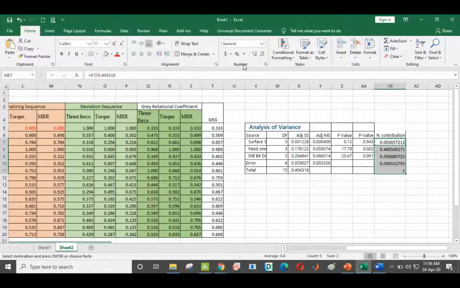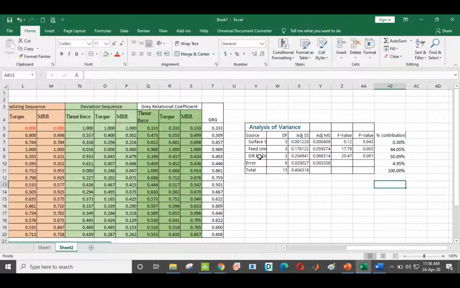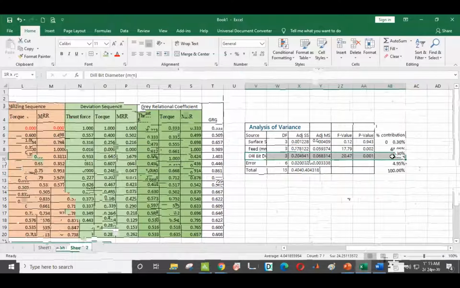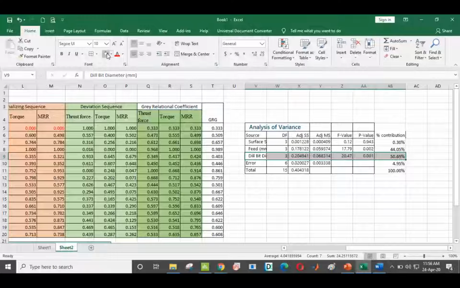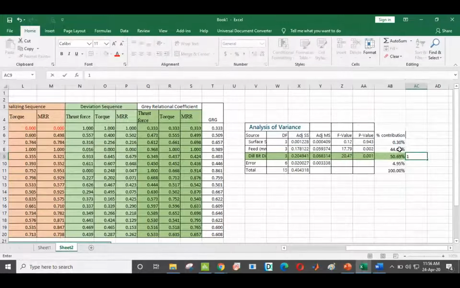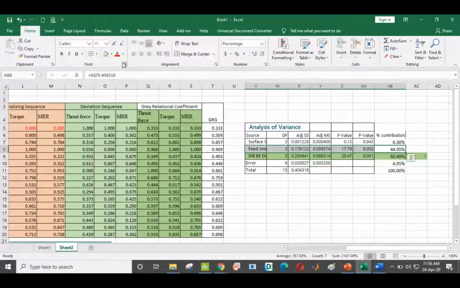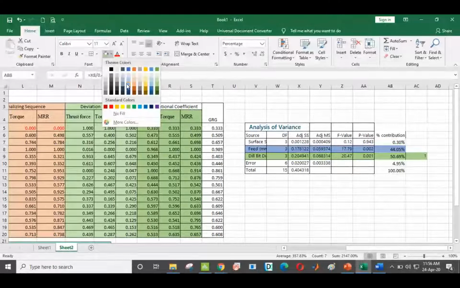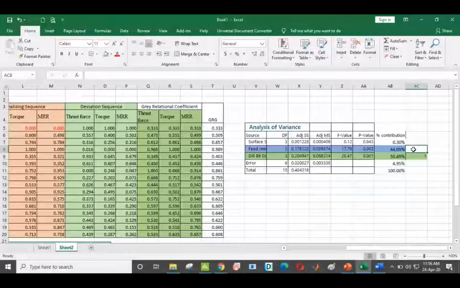Now select this. Here you can have a percentage. So percentage, how many digits? 2 digits. So the influence of drill bit diameter is higher, so it ranks 1. And the influence of feed rate is second. So it ranks 2. That's it.